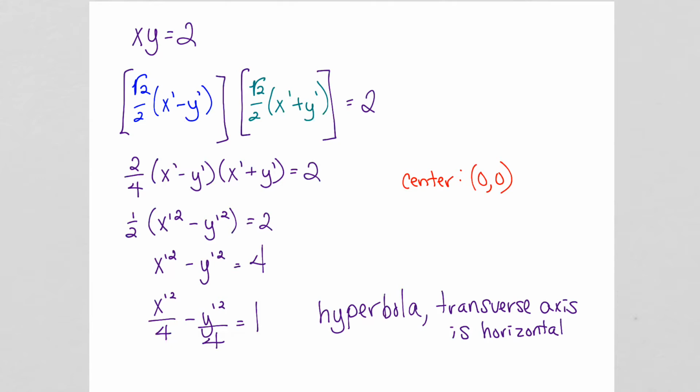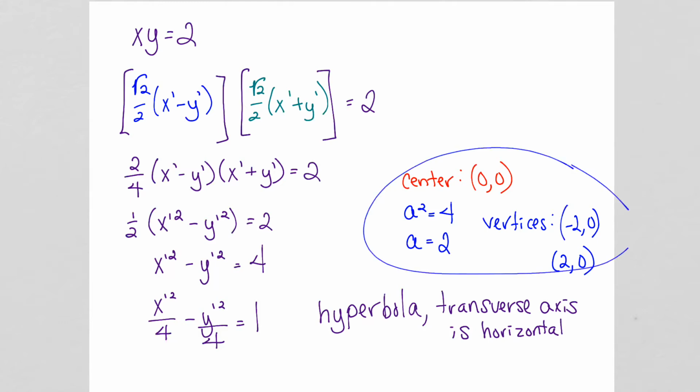And we know that a squared is 4, so a must be 2. That puts our vertices 2 to the left and 2 to the right. So -2, 0, and 2, 0. Now, these are if our axis were not rotated, but it is.